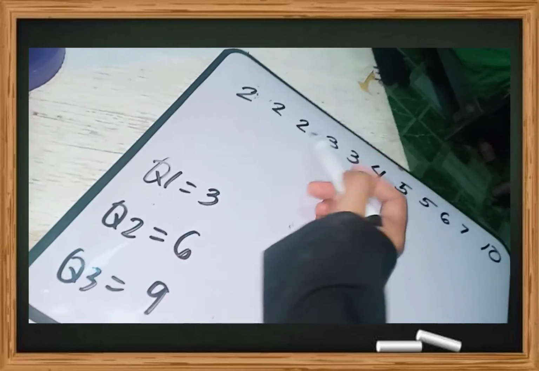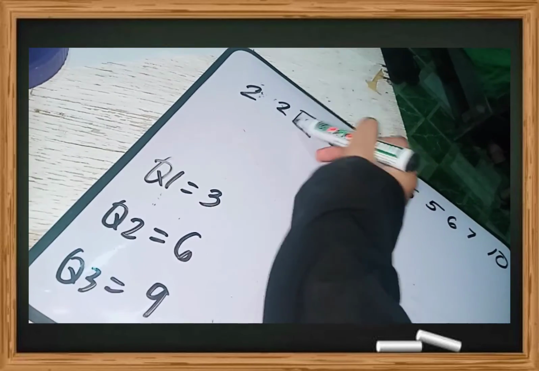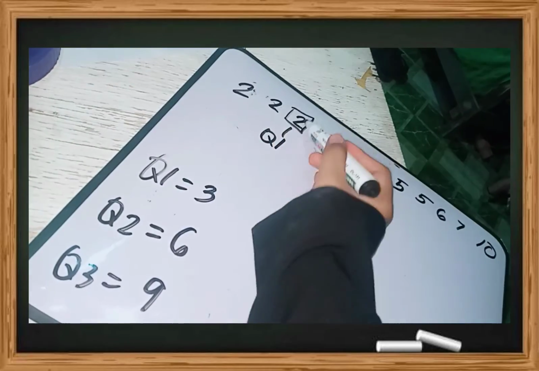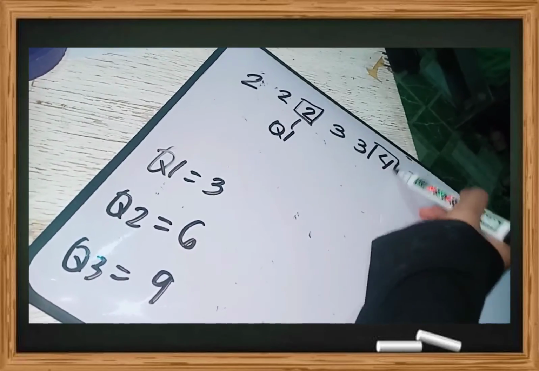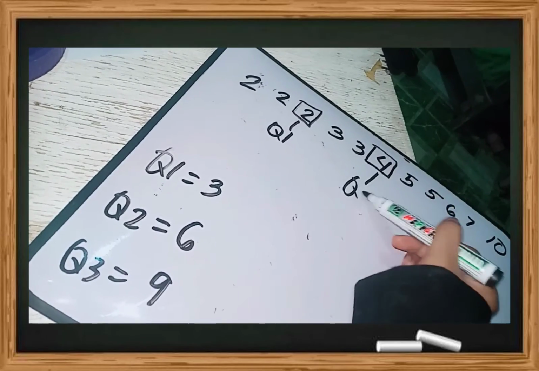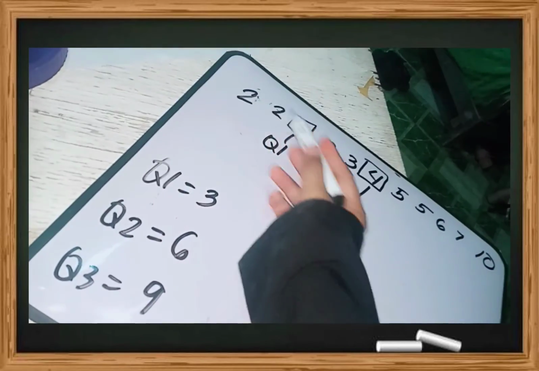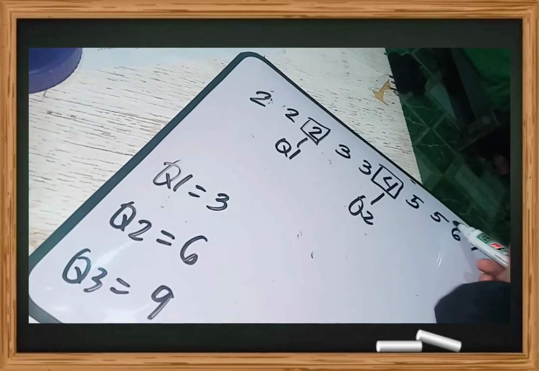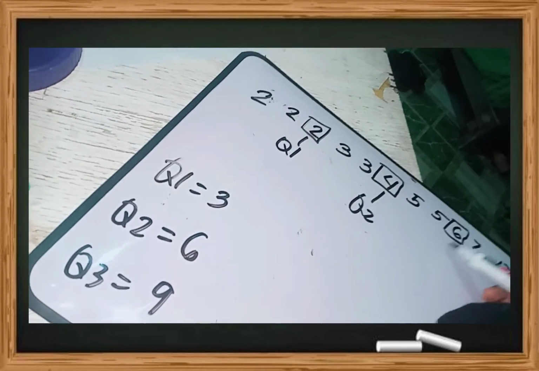Q1 is 3. 1, 2, 3. So the 2 is the quartile 1. Quartile 2 is 6. So let's count 1, 2, 3, 4, 5, 6. So the 4 is the quartile 2. Quartile 3 is 9. So 1, 2, 3, 4, 5, 6, 7, 8, 9. So 6 is the quartile 3.